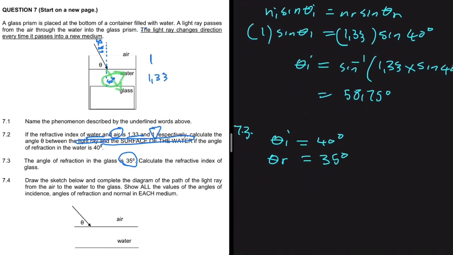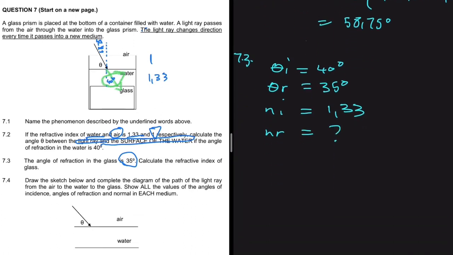What else do we know? We know the refractive index of water, right? We know that Ni is equal to 1.33. What we're looking for is Nr, which is our x, right? So again, if you apply Snell's law, we're going to get Ni sine theta of I is equal to Nr sine theta of R.